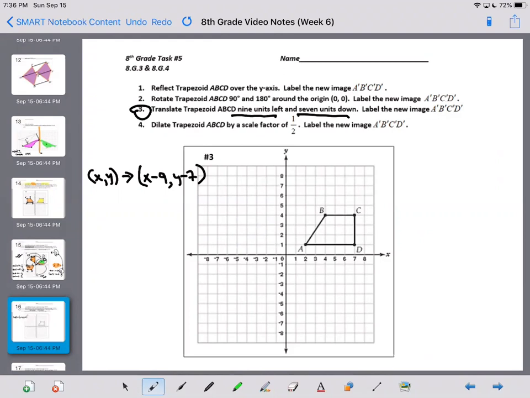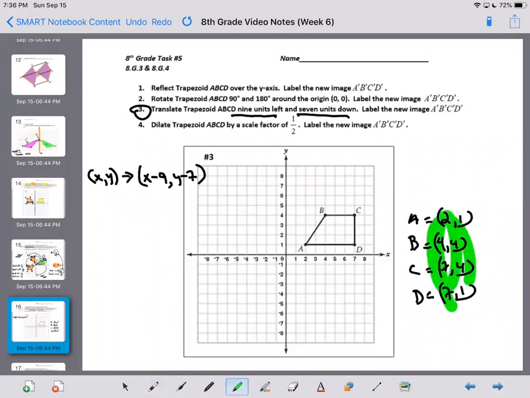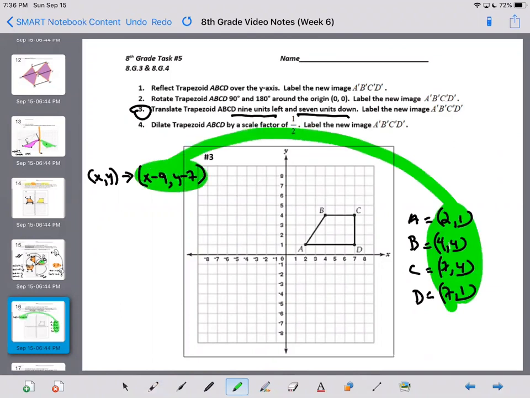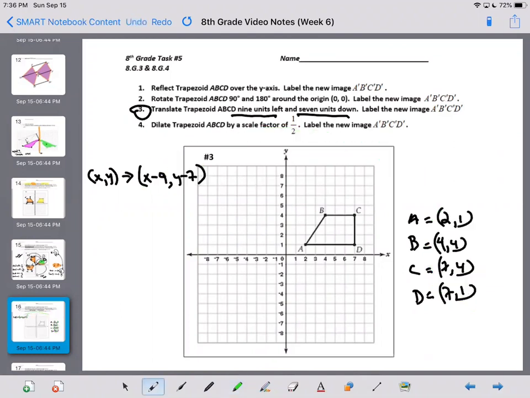Okay, now I do know the coordinates. A would be 2, 1. B is 4, 4. C is 7, 4. And D is 7, 1. So I could use these ordered pairs here and then apply this rule. Okay, so to do that, to get my new points, I could just count from here, each of those points, or I can apply the rule.